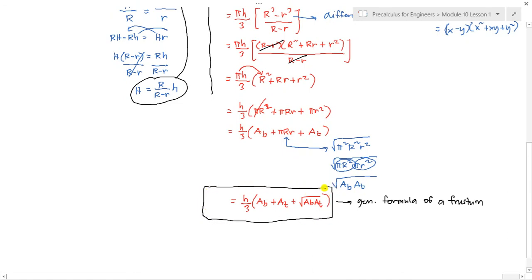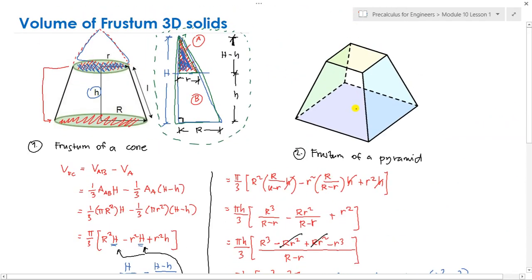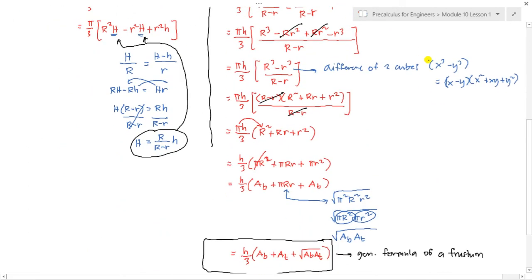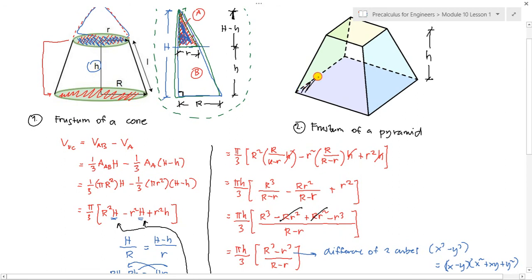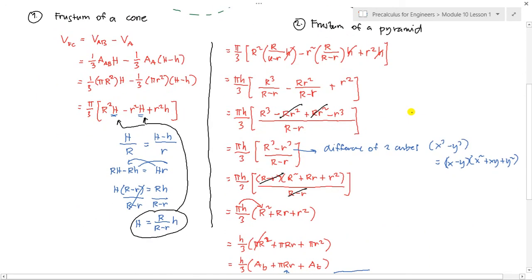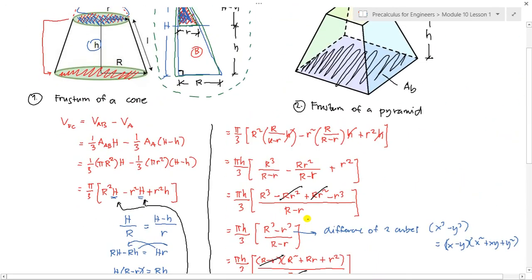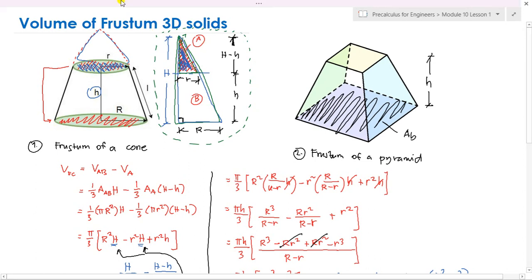So, a pyramid has a height. This is the height from the cut portion to the base. And then here, the area of the base. The base area here is a square for a square pyramid. And then, this is the area of the base plus the area at the top. The area of the top here is this one, which I colored red.